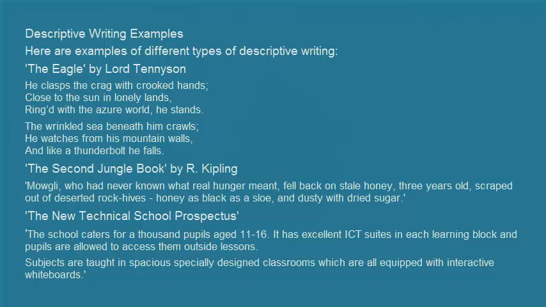The New Technical School Prospectus. The school caters for 1,000 pupils aged 11 to 16. It has excellent ICT suites in each learning block, and pupils are allowed access to them outside lessons. Subjects are taught in spacious, specially designed classrooms, which are all equipped with interactive whiteboards.